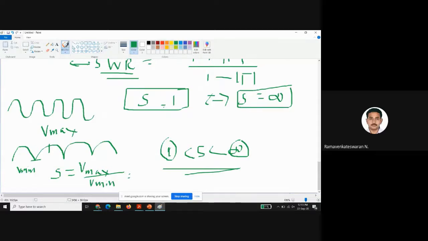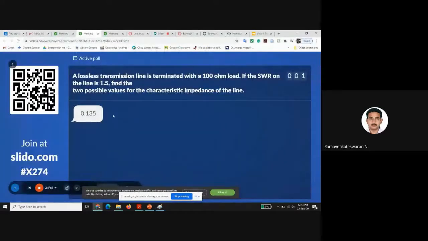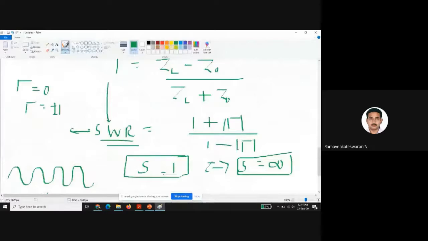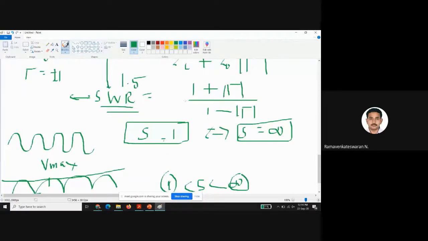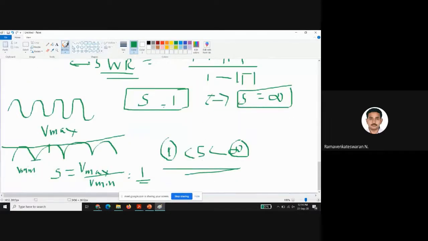If there is no standing wave, it will be like a straight line, without any waves, so the standing wave ratio becomes 1. So in the given problem, the standing wave ratio on the line is 1.5, and we need the possible characteristic impedance. You put in this value 1.5, and you can calculate mod gamma. I've written S in terms of 1 plus gamma. How can you write gamma in terms of S?